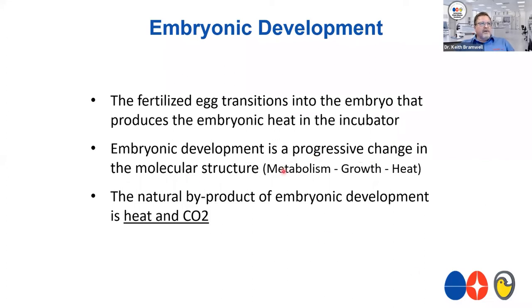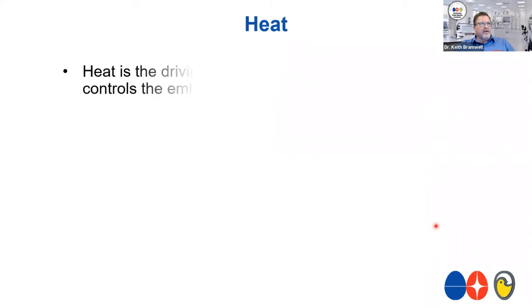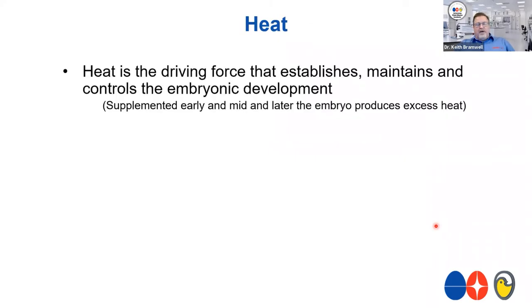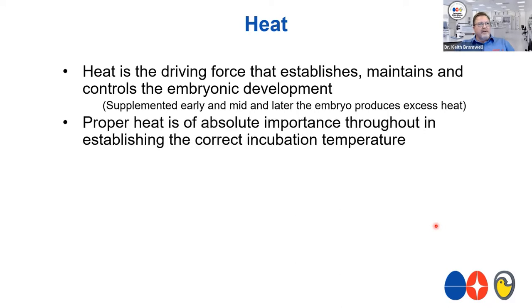In embryo development, we have metabolism equals growth equals heat, and the natural byproduct of that embryo development is heat and CO2. Consequently, as we move further into our incubation period, we will add less heat. We will often increase ventilation because we're trying to remove that heat and move the CO2 that's being produced in those growing, developing embryos. Heat is the driving force that establishes, maintains, and controls embryo development. We supplement it early, and later on, we really take that away.